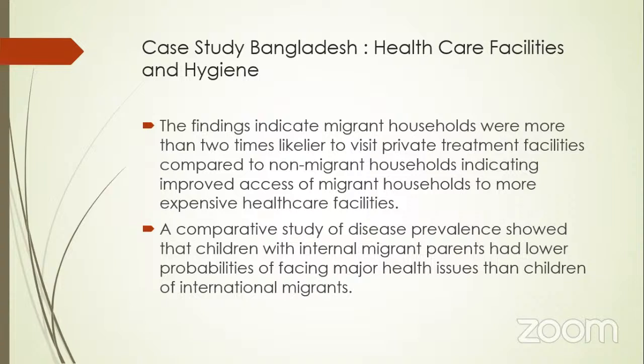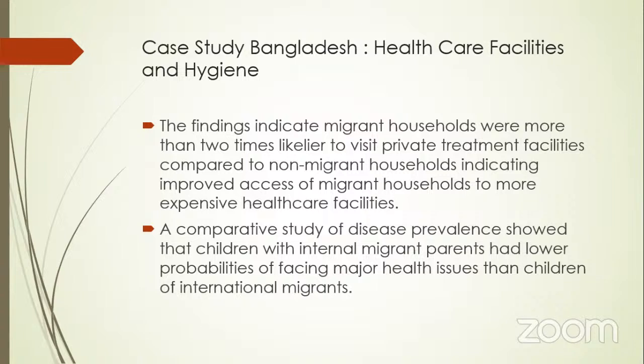Then again, a comparative study of disease prevalence showed that children with internal migrant parents had a lower probability of facing major health issues. This was a very interesting thing, possibly because internal migrant parents could come back, while international migrant parents could not. Possibly internal migrant parents were talking more regularly than the international migrants. I do not know.